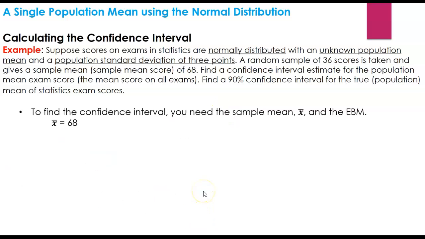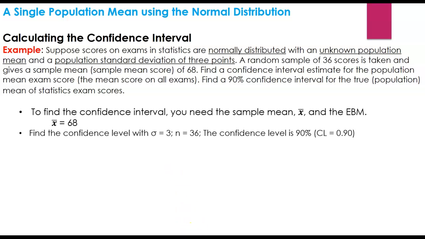To find the confidence interval, you need the sample mean, x bar, and the EBM. Now, we know in this case, we're given that the sample mean is 68. The confidence level with sigma equals 3 and n equals 36 is going to be 90%, so CL is 0.90. So we have to follow the steps that we just did in the previous video. Since CL is 0.90, alpha is going to be 0.10, 1 minus 0.90.